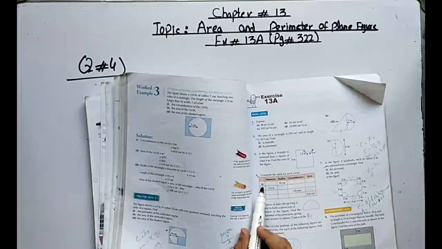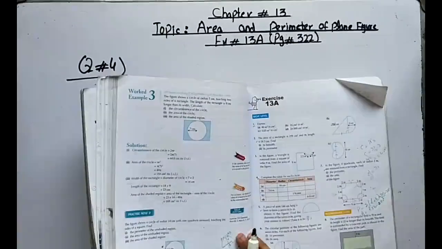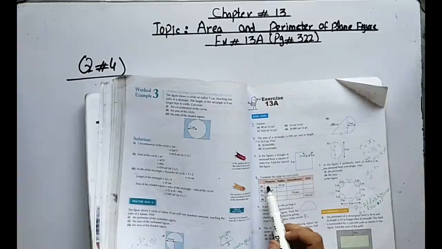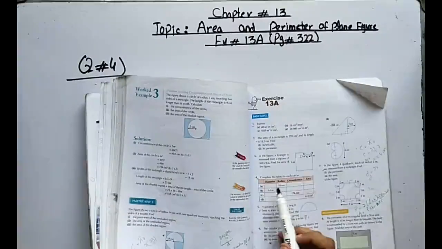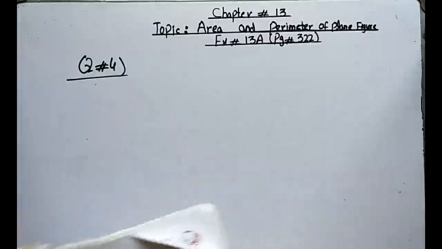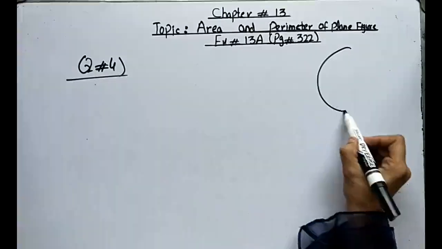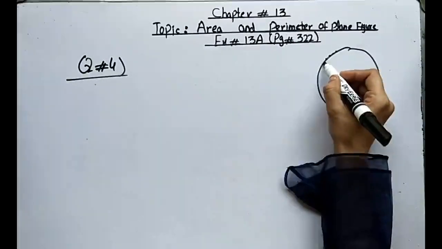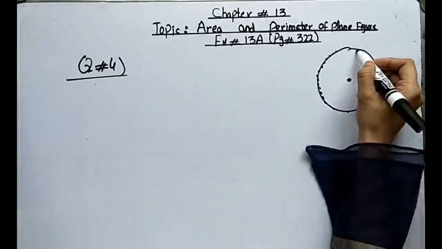One is A part, diameter. Now how can we find the diameter of a circle? If the radius is given, radius is 10 centimeter, then they are saying to find out the diameter, circumference and area. Diameter means a line that cuts a circle into two equal parts. First, a circle means when we join more than one points, it will become a circle.